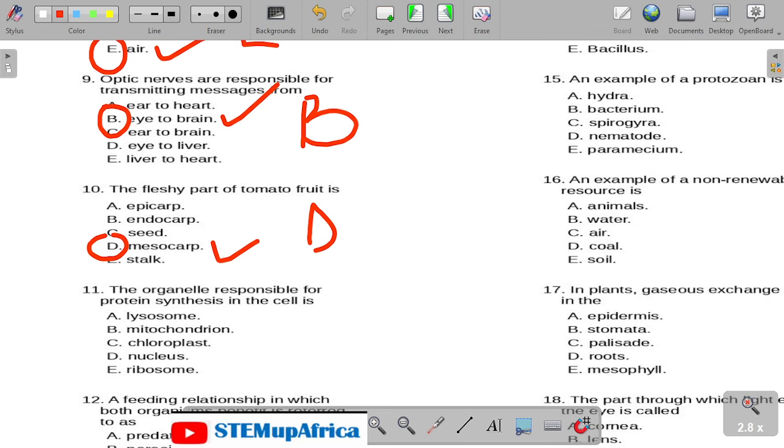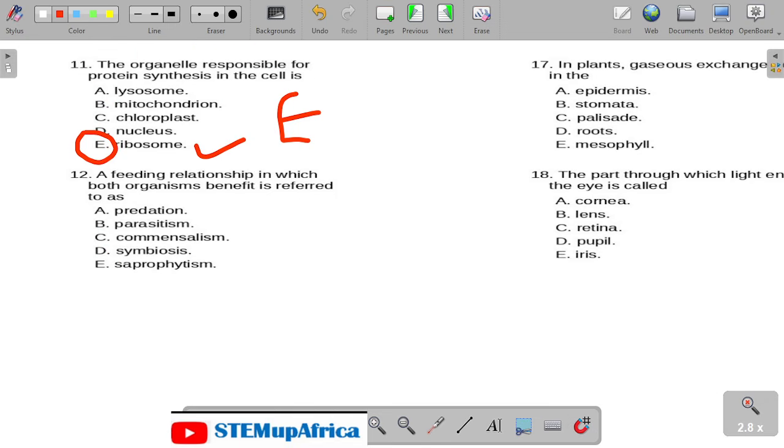Okay, why is it so? Because the succulent middle tissue layer making up the main flesh is the mesocarp. So the organ responsible for protein synthesis in the cell, we all know that. That's the ribosome, which is option E, the ribosome.